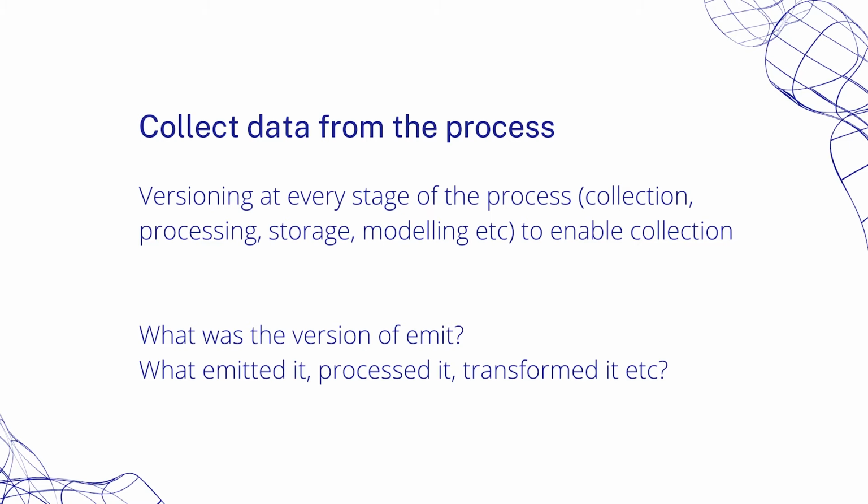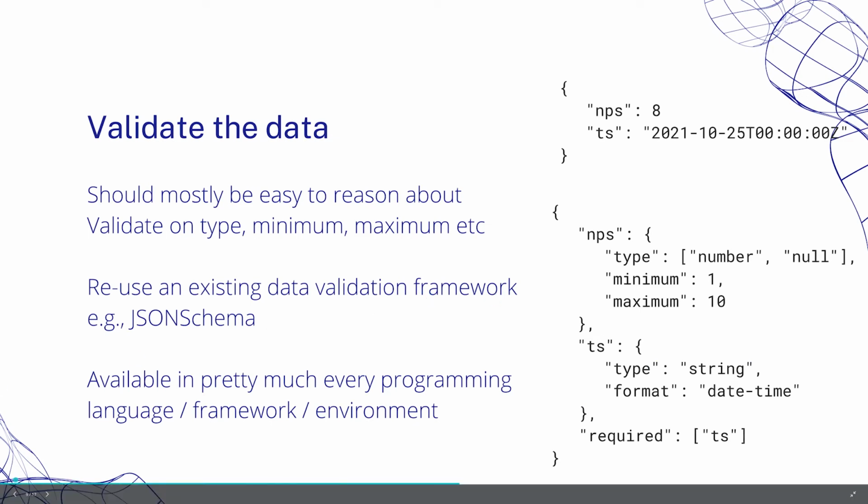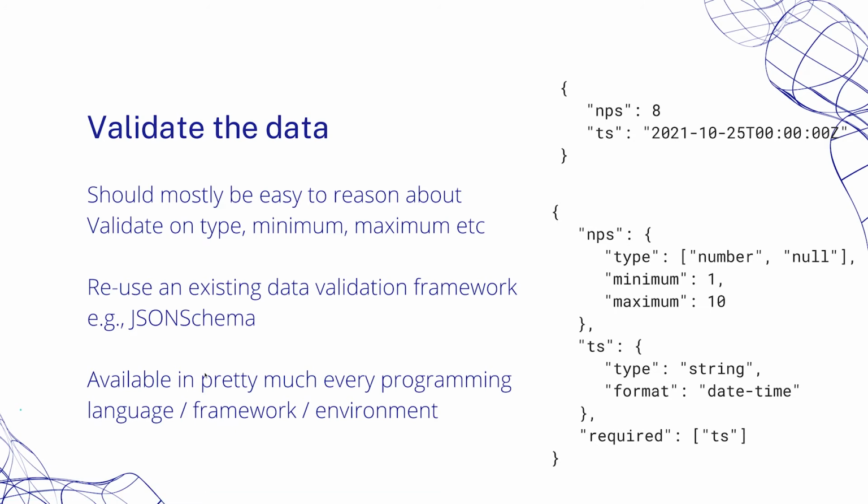So having versions of that stuff enables not just replayability through exactly the same versions of components, but also that debugging aspect as well. And next, really it's all about what emitted it, processed, transformed it. So if you've got atomic operations or batch operations, you really want to version them as much as possible as well. So one of the first things we can do is validate the data.